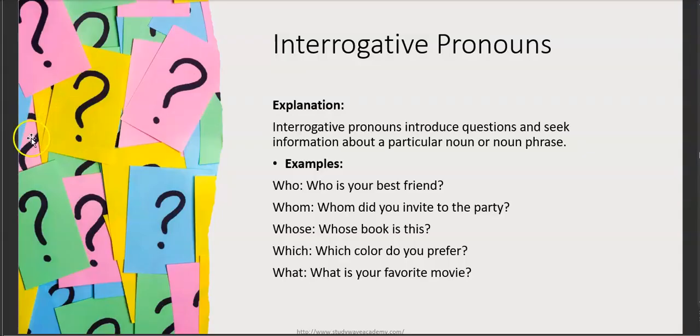Now let's dive deep into this. Interrogative pronouns introduce questions and seek information about a particular noun or noun phrase. We have examples here: who, whom, whose, which, and what. All these are used to ask questions. For example, who is your best friend? Whom did you invite to the party? Whose book is this? Which color do you prefer? What is your favorite movie? All these you see here are examples of interrogative pronouns.